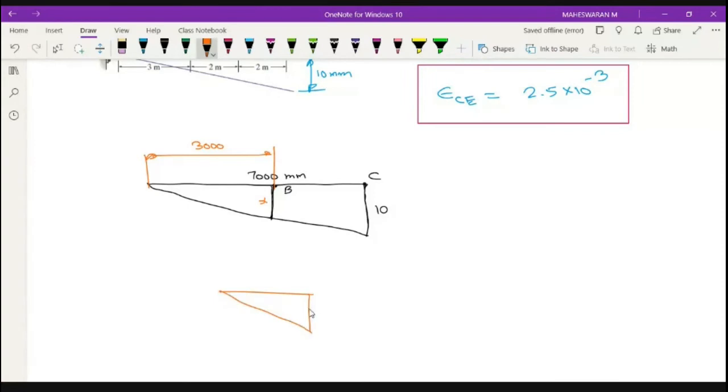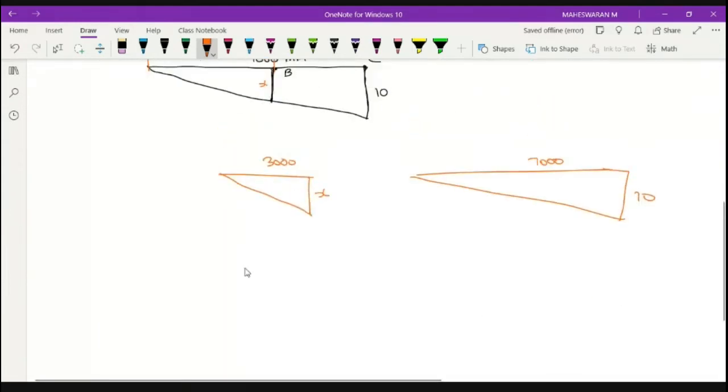This is my first one, which is X and 3000. This is the next one, which is 10 and 7000, right? So these are the two terms. You know that base of the higher triangle divided by base of the smaller triangle is equal to height of this higher triangle divided by height of the smaller triangle. I can use that. So base of the higher triangle is 10 divided by base of the smaller triangle, x, is equal to height of the higher triangle 7000 divided by height of the smaller triangle, 3000.